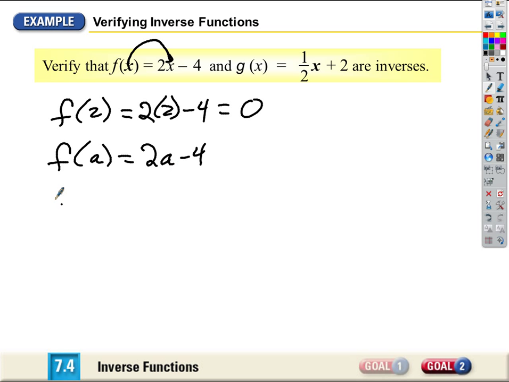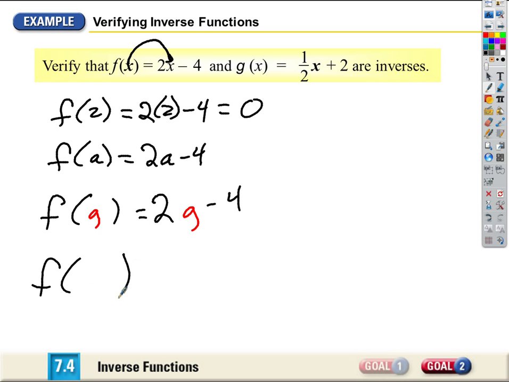Okay, what is f of g? What's my pattern here? Whatever I plug in for, yeah, it's just going to be 2g minus 4. Now let's just change that ever so slightly. Instead of calling that g, let's call it g of x. So f of g of x would equal what?